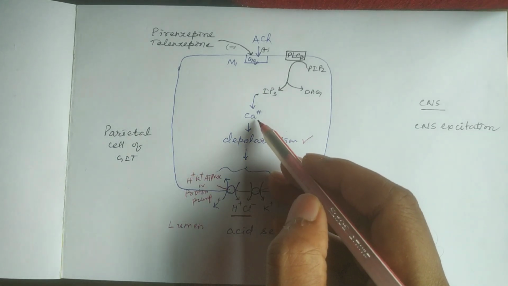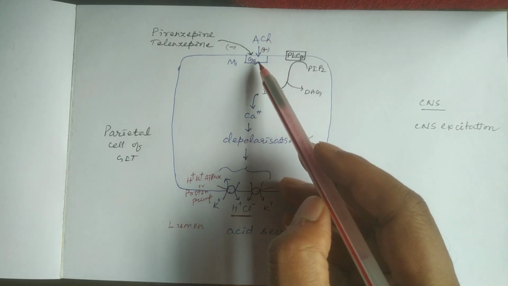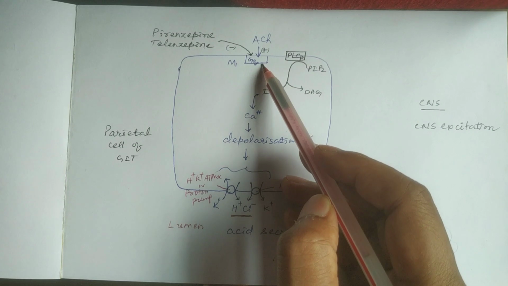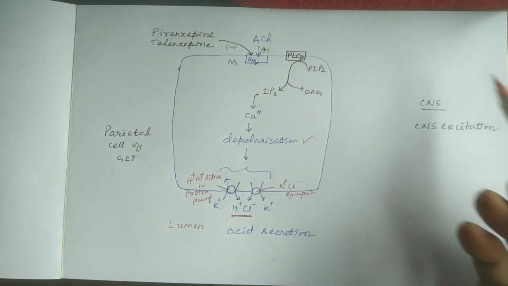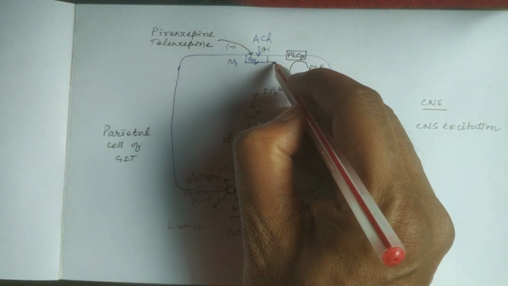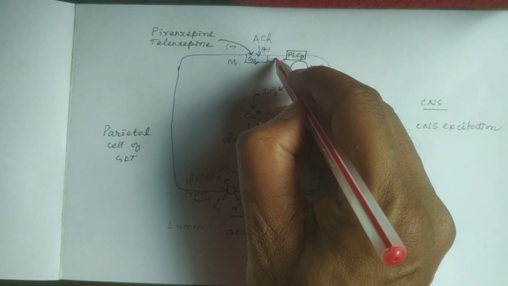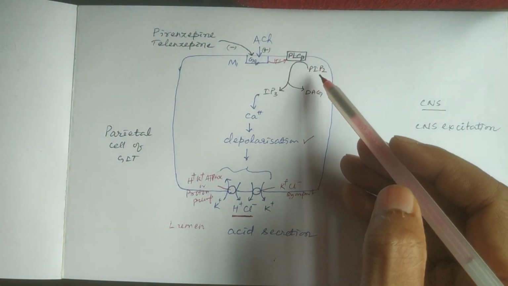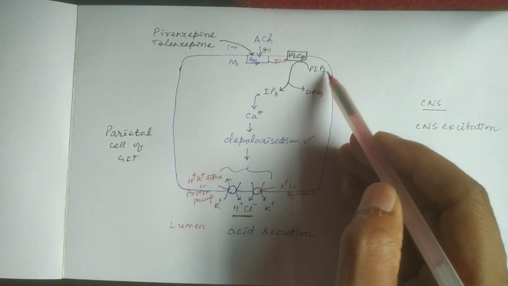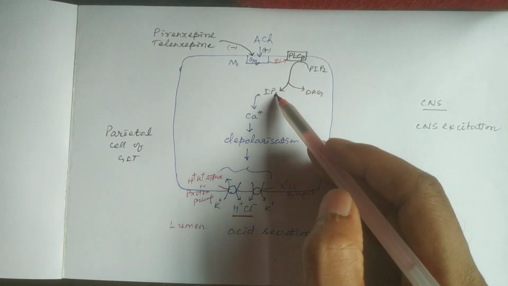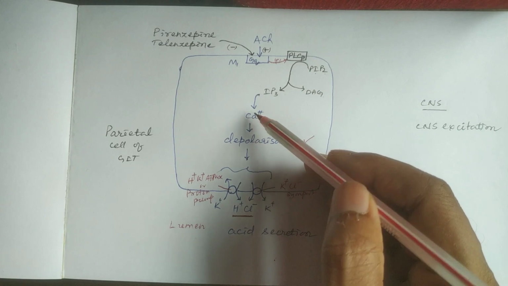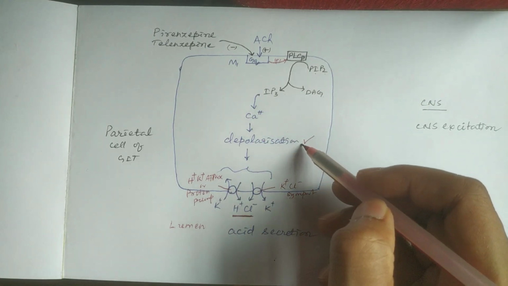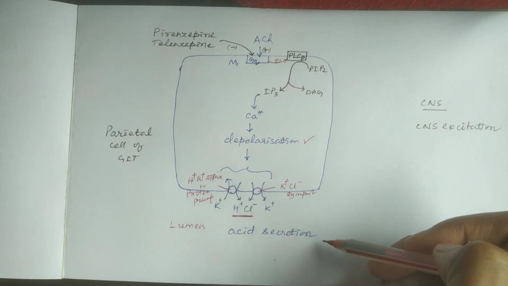caused by calcium. So when acetylcholine binds to the M1 receptor, which is a GQ type G protein coupled receptor, the effector is phospholipase C beta, which is activated, and this phospholipase C converts phosphatidyl inositol diphosphate to IP3 and DAG. IP3 helps in release of calcium, and this calcium causes depolarization, which causes acid secretion.